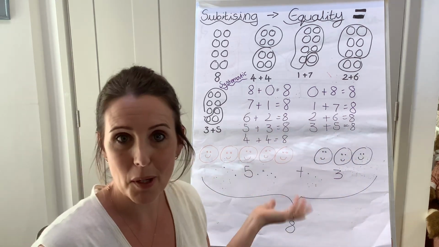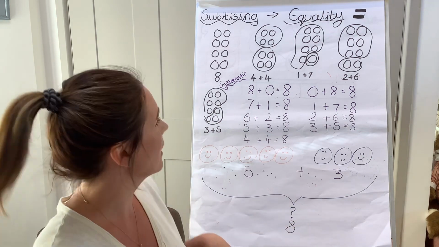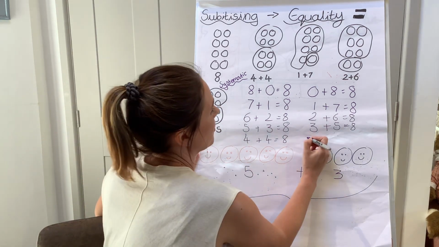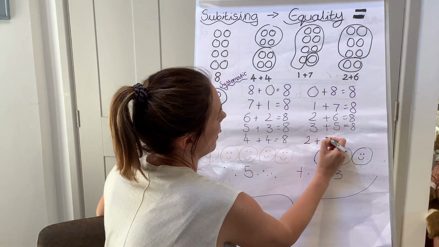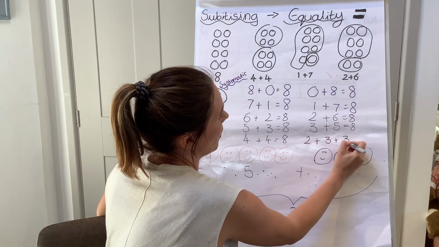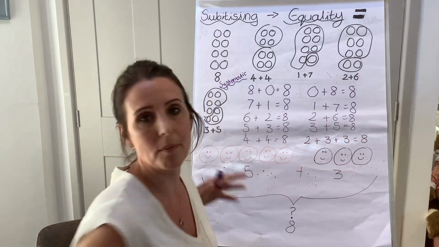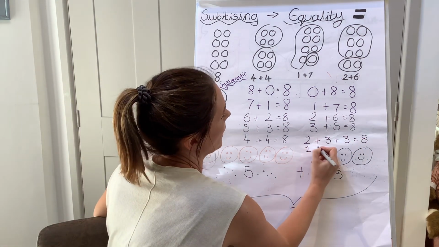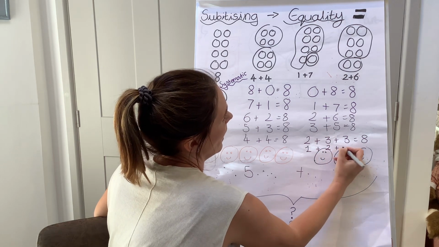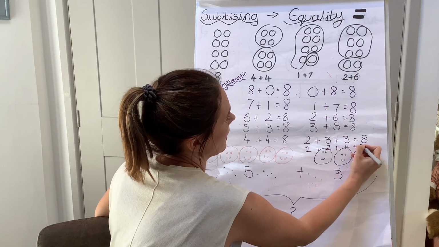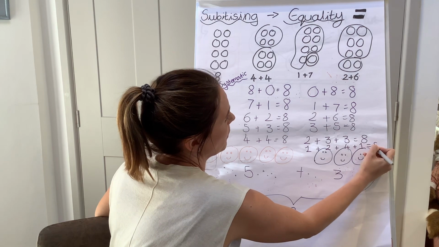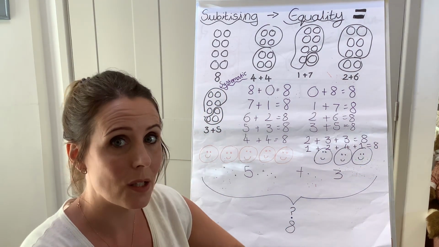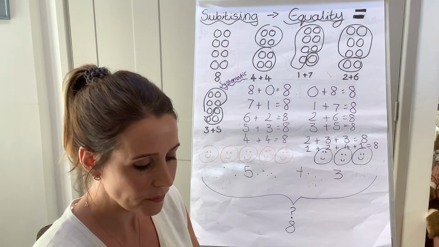Okay, did anybody do that though, using 3 different numbers to make 8? Because you could have had 2 add 3 add 3 is equal to 8. Could you do it using 4 numbers to make 8? 1 add 2 add 4 add 1 is equal to 8. So there's lots of different ways you can combine numbers to make another number.